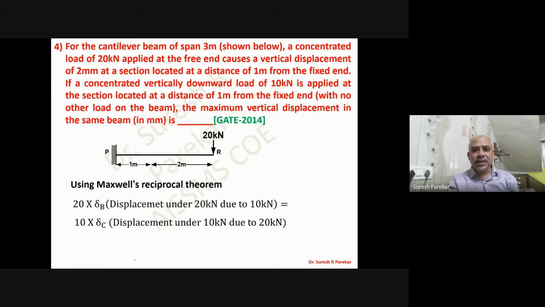Then we have this given, using Clapeyron's theorem. First we will put 20 kilonewton over here, and then we will put 10 kilonewton over here, so that I can say B and C, concentrated at the free end. Then from this we are going to get these values of delta B, that will be 1 millimeter. This is just the reciprocal of this, with 20 at this point and 10 at this point, and we are going to get 1 millimeter.